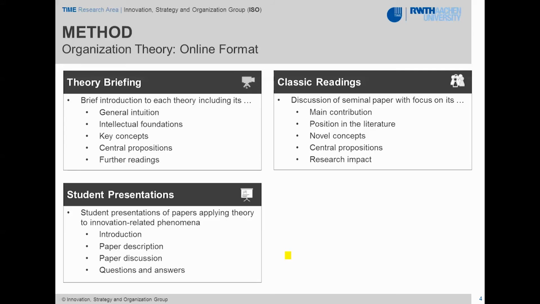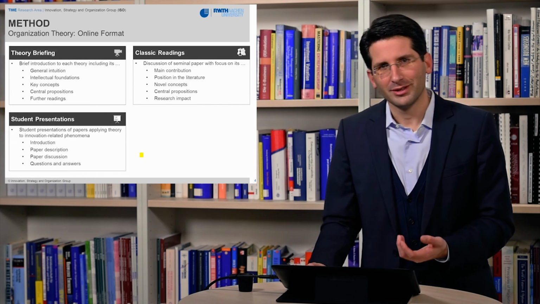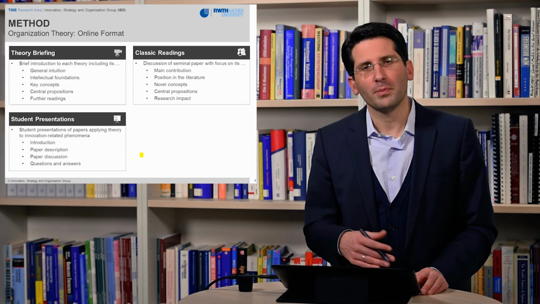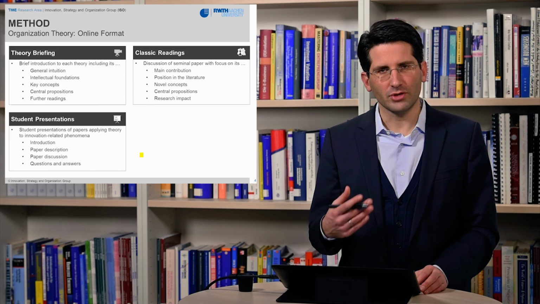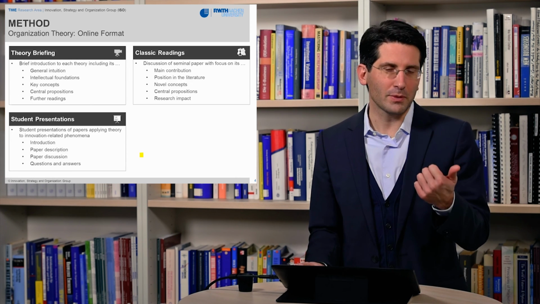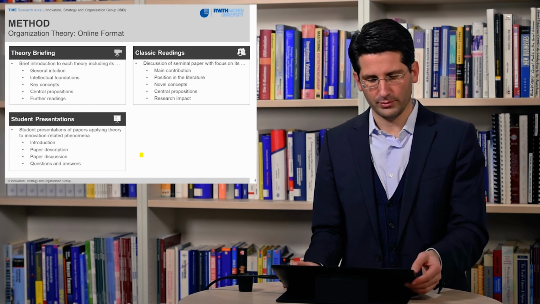And the third component now are the student presentations. That is the student analysis, which is done in a group, of a particular paper, a state-of-the-art research article, that applies ideas from the focal theory to make sense of an innovation-related phenomenon. And you will write a short paper of 5,000 words max with your group. You'll prepare a PowerPoint presentation and a screencast of your PowerPoint presentation. And I'll give you further instructions in the course on how to prepare your screencast for this. And your task will be to describe the paper, but more importantly, to criticize the paper and to think about ways in which the paper can be improved.